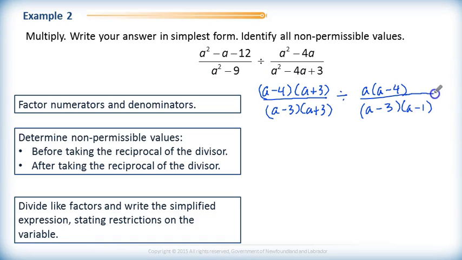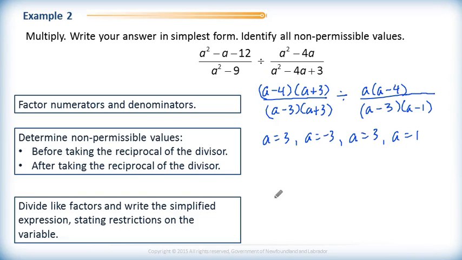Everything is looking pretty familiar so far, but look at this second step. Determine the non-permissible values, first of all, before taking the reciprocal of the divisor. So before we take the reciprocal, our non-permissible values are a equals 3, a equals negative 3, a equals positive 3 from this one, and a equals 1.